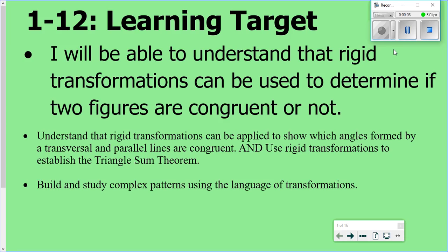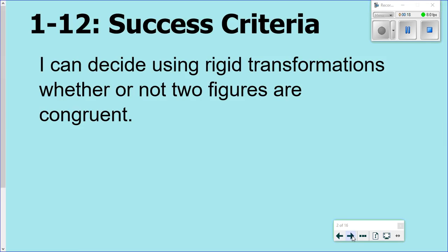Today you will be able to understand that rigid transformations can be used to determine if two figures are congruent or not. In the future lessons, you will be looking at the two learning targets below. Specifically today, by the end of class, you should be able to be successful with this specific success criteria. You will decide using rigid transformations whether or not two figures are congruent.